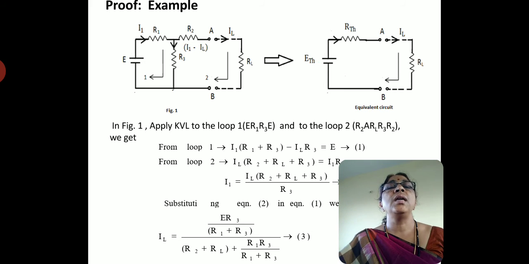And substitute equation 2 in equation 1. We get the equation which represents the current through the load, and that equation is said to be 3. So this equation 3 is the current flowing through the load. Now, with the help of Thevenin's theorem, we are going to calculate the current flowing through the load, that is the IL.